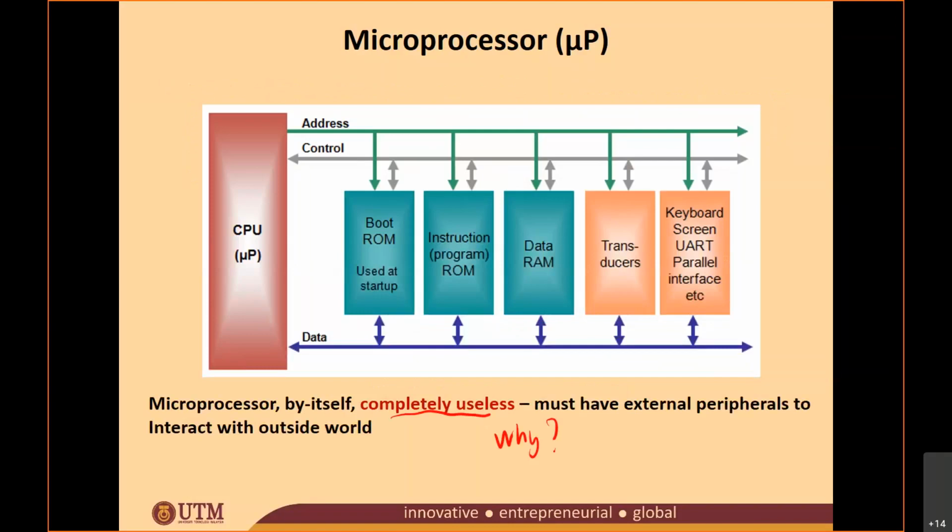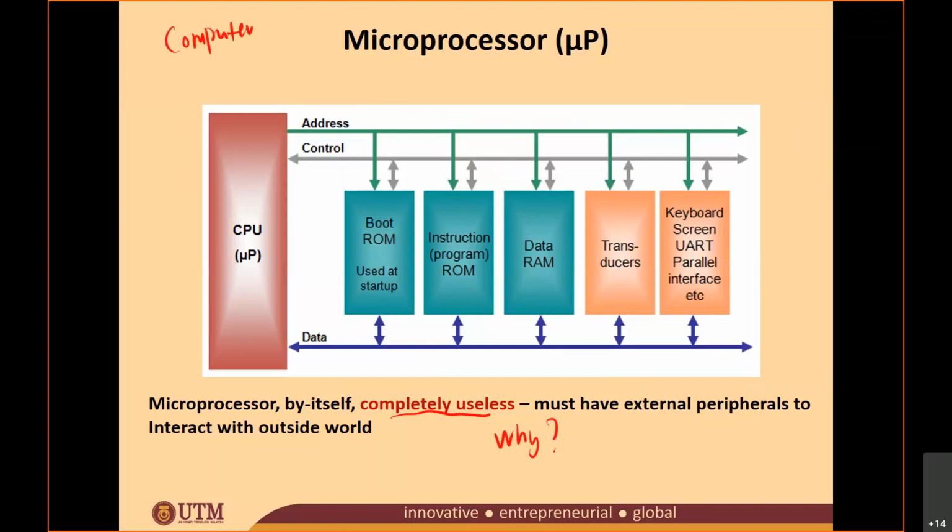Why? Can anyone tell me why the microprocessor by itself is useless? Okay, so Chopna thinks it could be just a brain. Okay, so recall back. For the computer system, what are the three main things that you require in order to make one computer system?